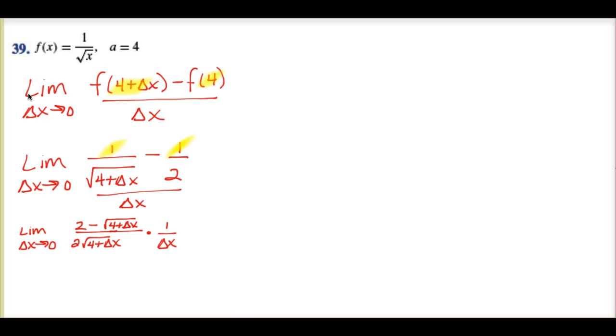Okay, so now what we have, I'm going to rewrite that really quick. We have the limit. I'm going to run out of room. I'm going to have the limit as delta x approaches 0 of 2 minus the square root of 4 plus delta x all over. The denominator has a 2 multiplying a delta x and then multiplying this square root.